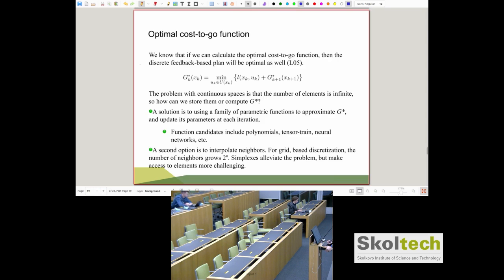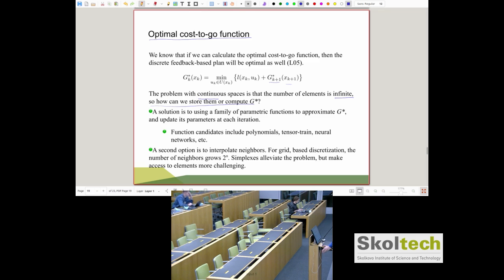Okay, other solutions, cost-to-go function. So we have talked about this before, and everyone, I'm sure, is asking, but why don't we use this? So yes, we can use this, but the problem is we have guarantees for discretization, and we want somehow a continuous function, right? So here what we have is a table, and what we want is a continuous function. Okay, so with continuous spaces, where we have an infinite number of elements, how can we store and compute this function g?